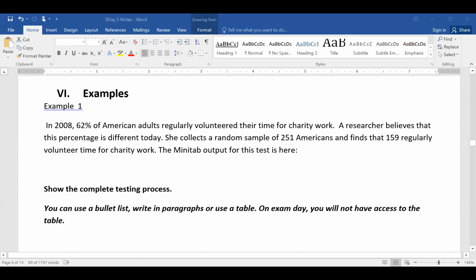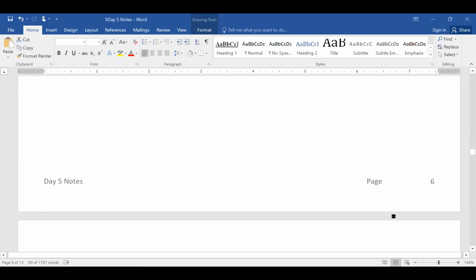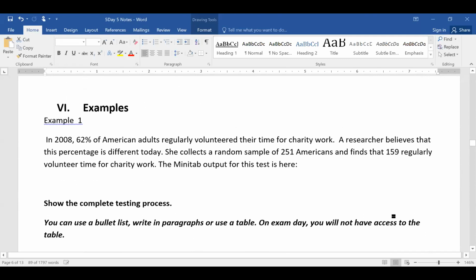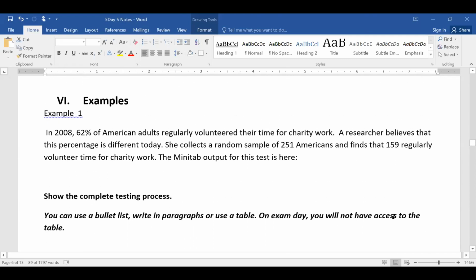Example 1 on page 6 says, in 2008, 62% of American adults regularly volunteered their time for charity work. A researcher believes that this percentage is different today. She collects a random sample of 251 Americans and finds that 159 regularly volunteer time for charity work. The Minitab output for this test says it's here, but it's not, so I really need to remove that.